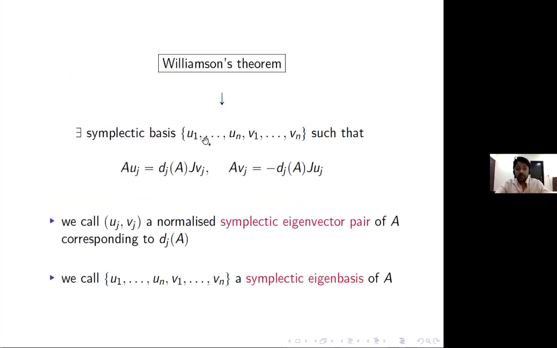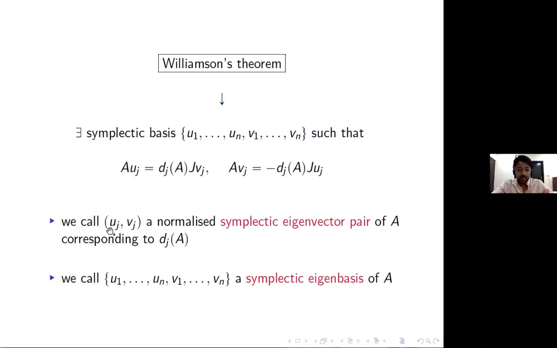As a consequence of Williamson's theorem, given a positive definite matrix A, we get a symplectic basis given by vectors u's and v's that satisfy, for every j from 1 to n, the following equations: A u_j is equal to d_j(A) v_j, and A v_j is equal to minus d_j(A) u_j.